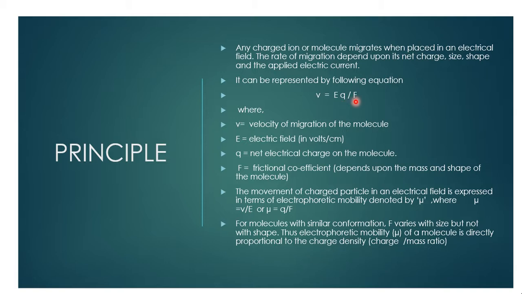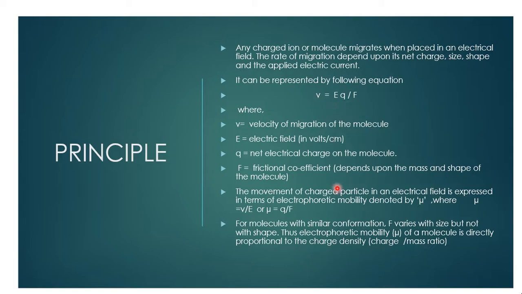So this frictional coefficient, as I told you, depends upon the mass and the shape of the molecule. So if you have a circular figure, you are going to have less friction, and if you have more mass and a bulkier shape, obviously you have more friction. So these are the things that majorly work in the principle of electrophoresis. So V is equal to EQ by F.